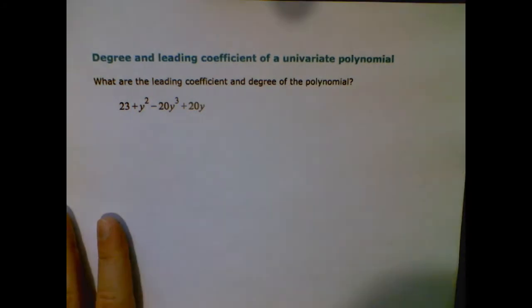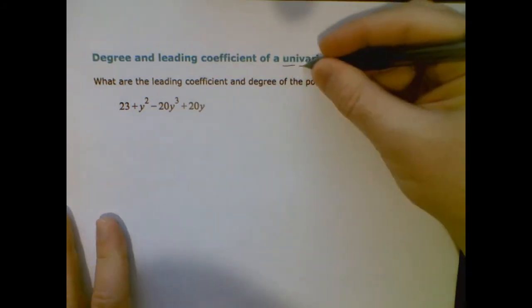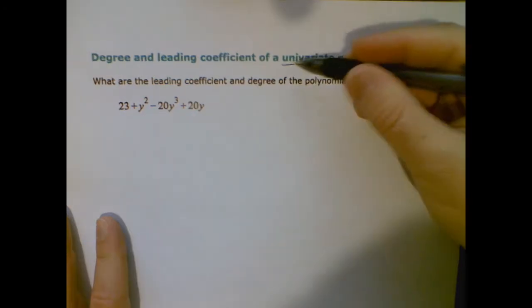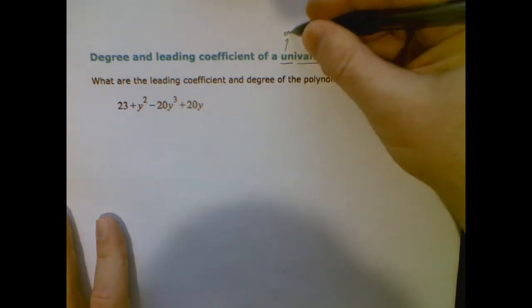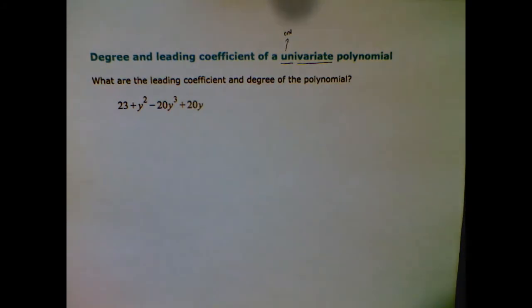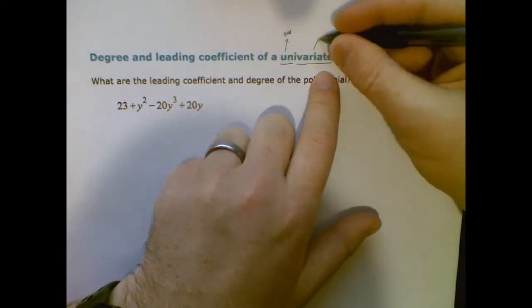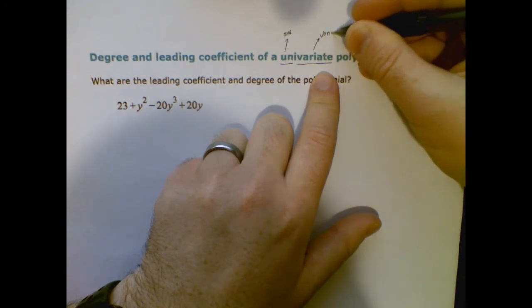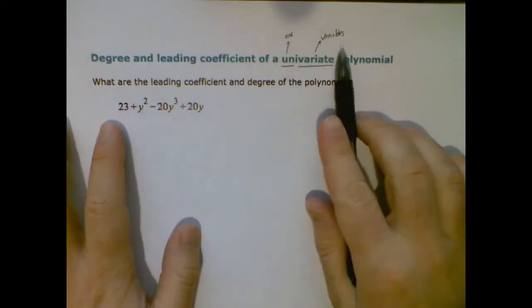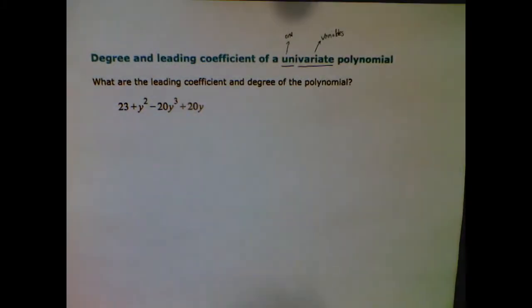Univariate breaks down into the prefix uni and then the base variate. Uni means one, like a unicycle or a unicorn. And variate, in this case, refers to variables. So a univariate polynomial is a polynomial where they only use one variable. In this case, we're using y, and it could be anything. It could be x, y, z, a, whatever. But there's only going to be one in each univariate polynomial. If you see multivariate, that just means there's more than one variable. There might be x's and y's or something like that.